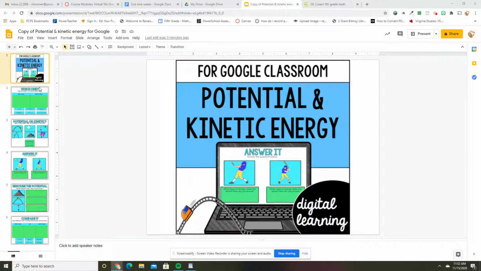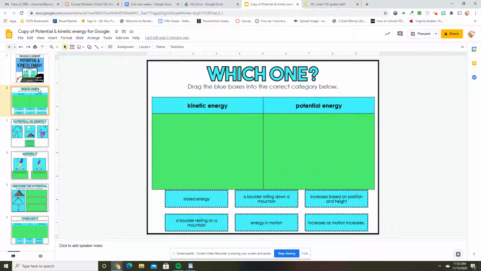So just to recap, potential energy is what? What is potential energy versus kinetic energy? So we're going to go through this together today. You've already done it, but it's such a good activity. I just wanted to look at it one more time. All right, so we have kinetic energy versus potential.